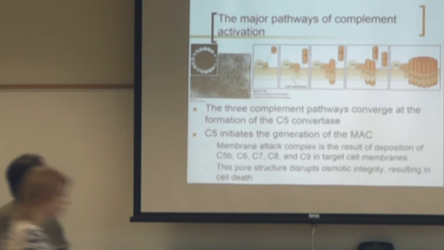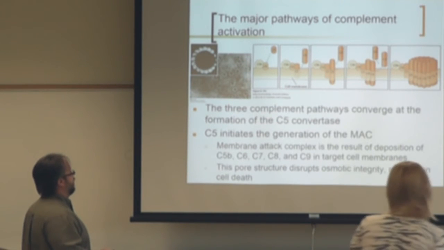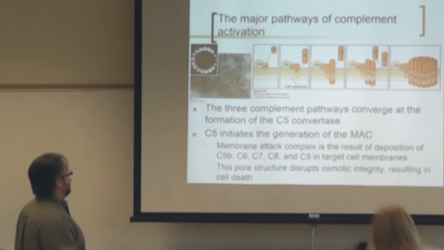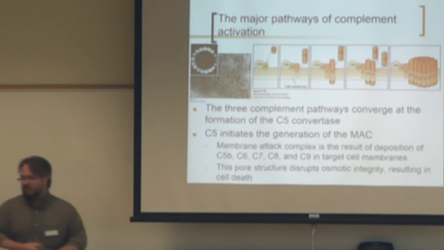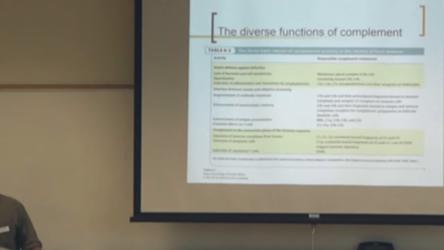And so C5 creates this MAC, or membrane attack complex. So C5 initiates the generation of this membrane attack complex. And this core structure disrupts osmotic integrity, resulting in something like that. So pretty simple, straightforward.